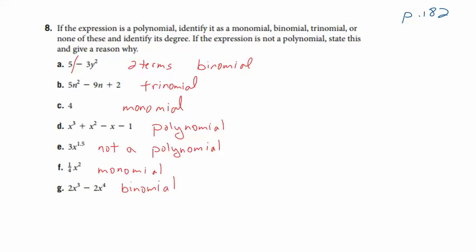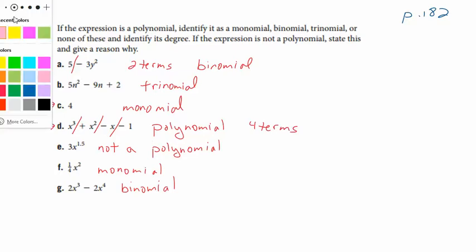So I'll just highlight a couple things here. C can be a little tricky. This just looks like a number. Well, it does count as one term. It's a constant term. It doesn't have any variables. It's still a monomial. D, we've got 4 terms. X cubed is a term. Positive x squared is a term. Negative x is a term. Negative 1 is a term. So it's 4 terms. So we just call it a polynomial.